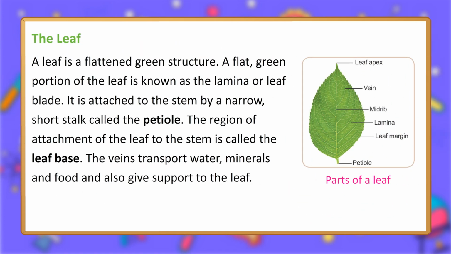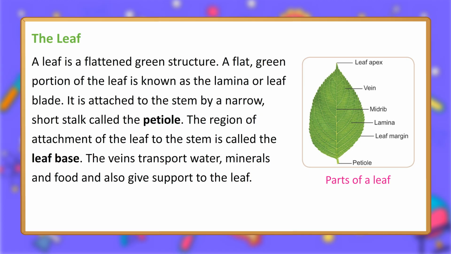The leaf. A leaf is a flattened green structure. A flat, green portion of the leaf is known as the lamina or leaf blade. It is attached to the stem by a narrow, short stalk called the petiole. The region of attachment of the leaf to the stem is called the leaf base. The veins transport water, minerals and food and also give support to the leaf.